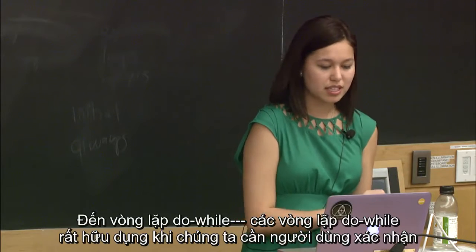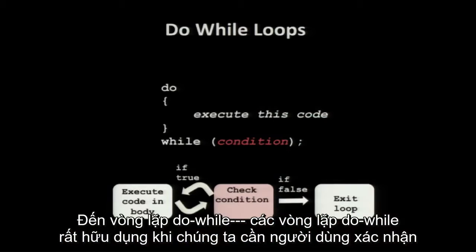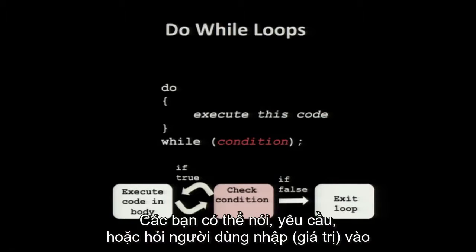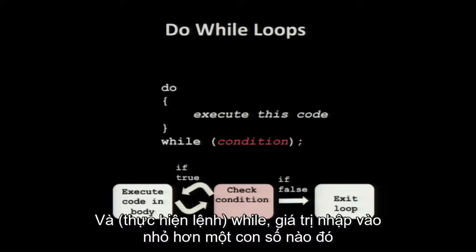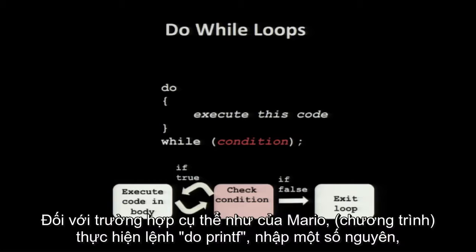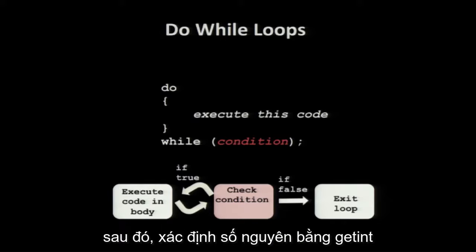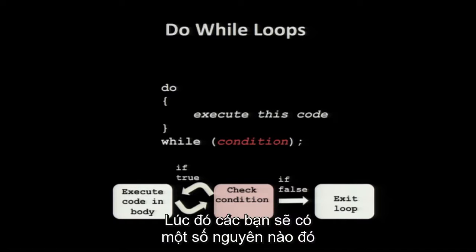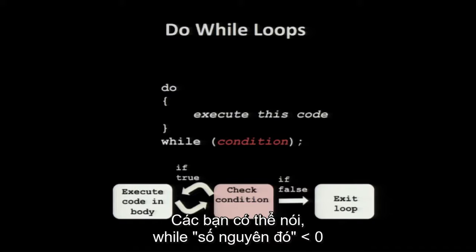Cool. So do while loops. Do while loops are great for user validation. Some of you might have also used this in your PSET. You can say do, ask the user for input, and then while the input is less than some number. So for an explicit case, with Mario, it would be do, printf, enter an integer, and then some integer equals get_int. It'll actually execute that code first, so you'll have some sort of integer. And then you can say while that integer is less than zero.